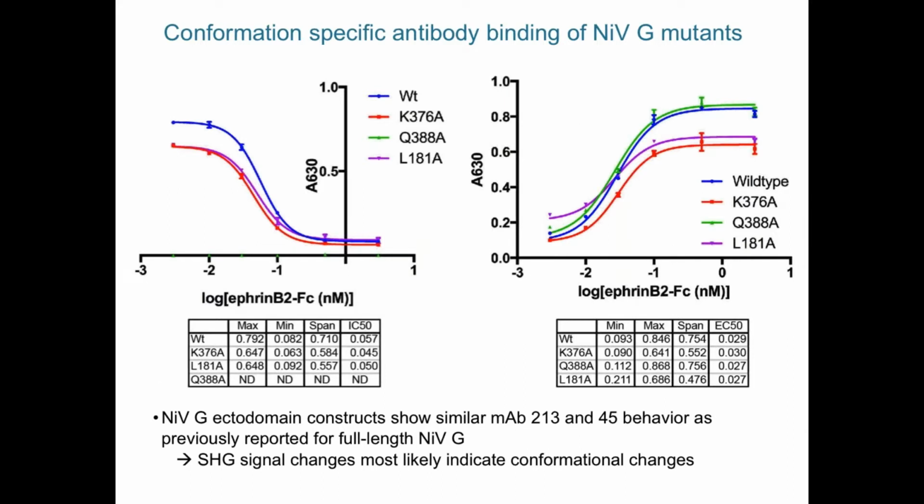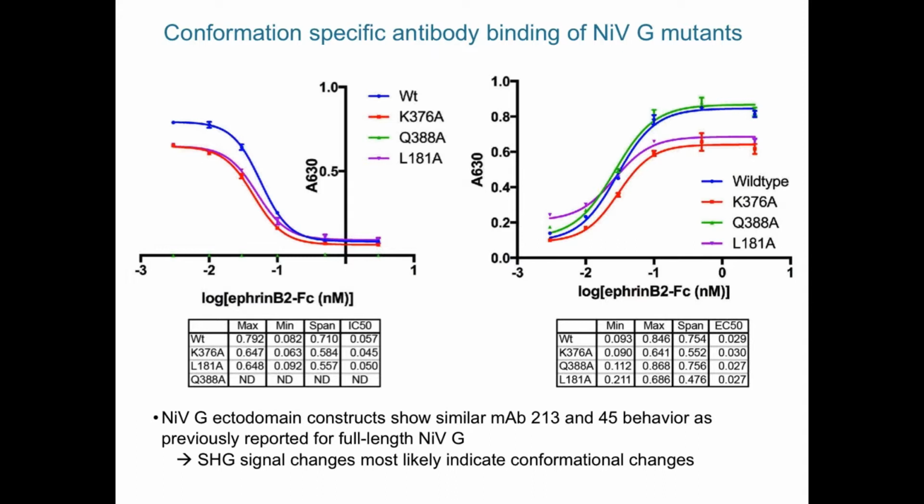Next, we tested all of the Nipah-G ectodomain constructs with wild-type binding affinity for how their binding to conformation-specific antibodies changes upon FNB2 addition. We wanted to see if the behavior of the ectodomain was consistent with that previously observed for the full-length protein. Nipah-G was bound to NiNTA-coated plates, followed by incubation with FNB2 and MAB213 or 45. Overall, the changes in binding to MAB213 and 45 were similar to those previously reported.